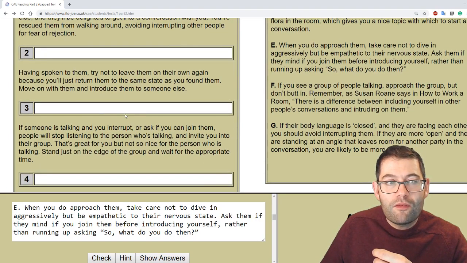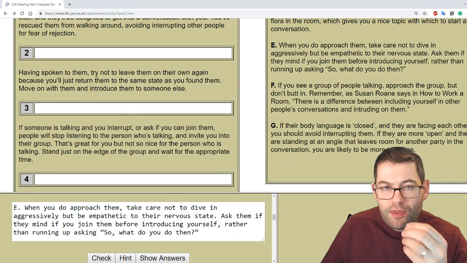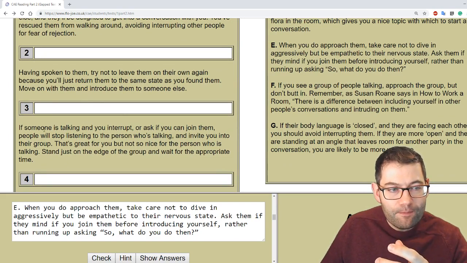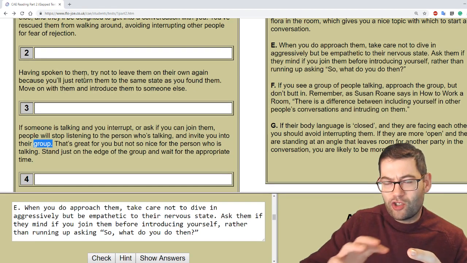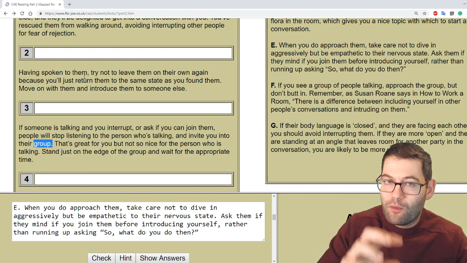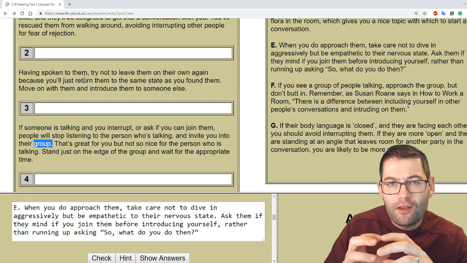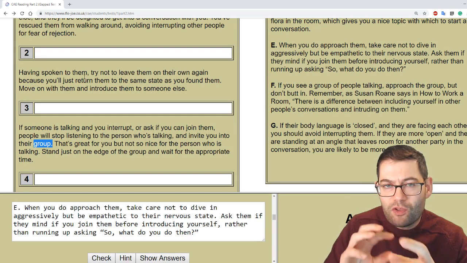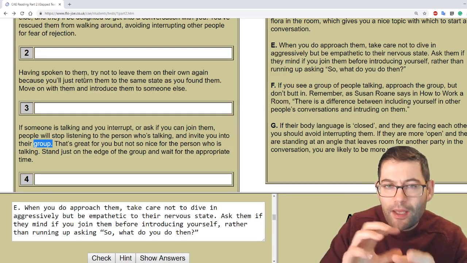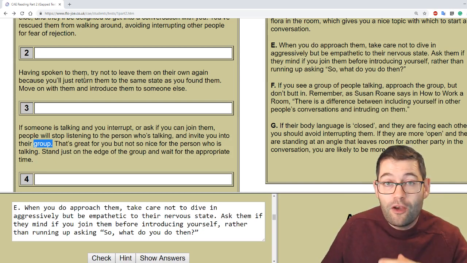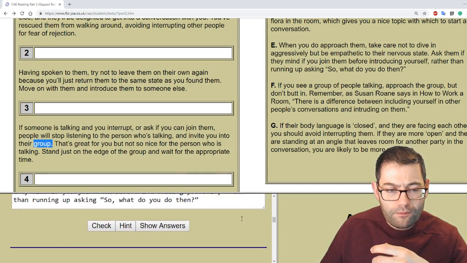For question number 3, we've got to carry on reading. As always, we've got to be aware of the whole text. And for question number 3, it's talking about if someone is talking and you interrupt, and then it says you're talking about their group. So we're beginning to shift away from people who are on their own, and now we're approaching people in groups. So we've got to look for a paragraph that sits in the middle of that flow or logical order.